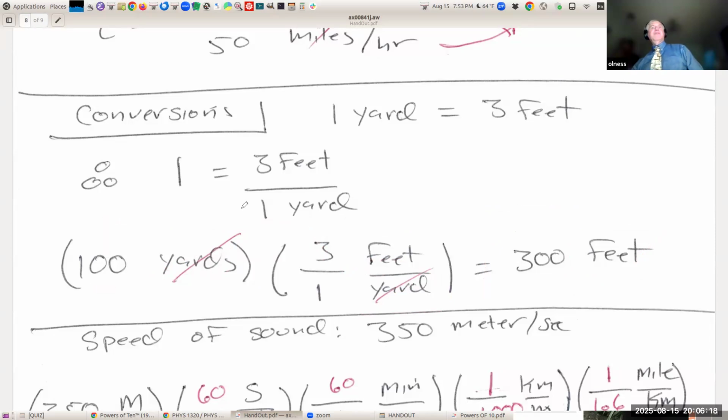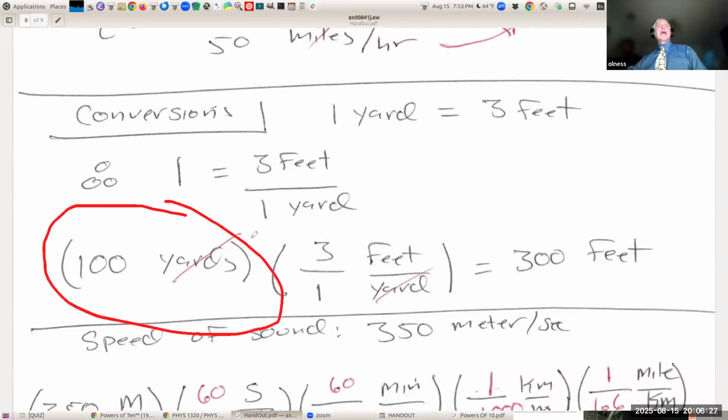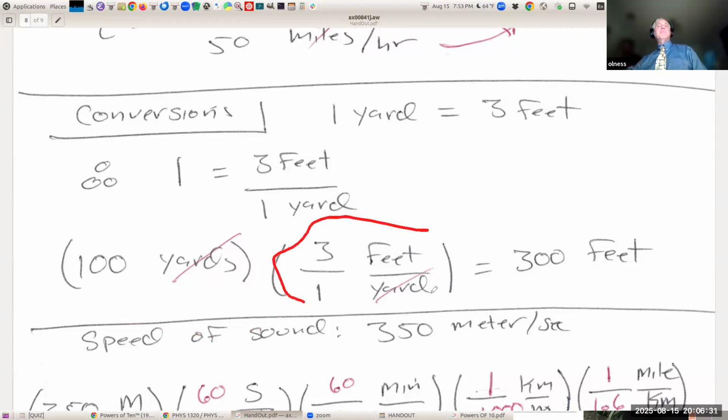And if you say how many feet is that, it's about 300 feet. Okay. So this is how we're going to do conversions. We're going to take something and multiply it by 1, but in a special form, and that allows me to do it. And when you do conversions, you let the units guide you, okay?